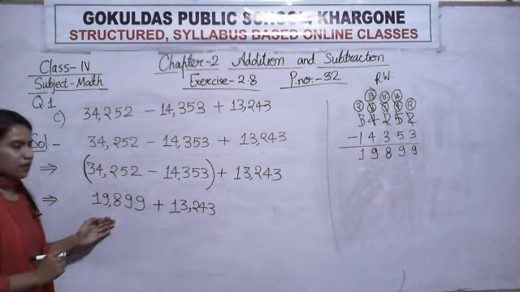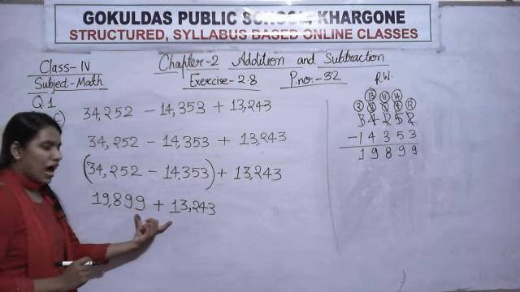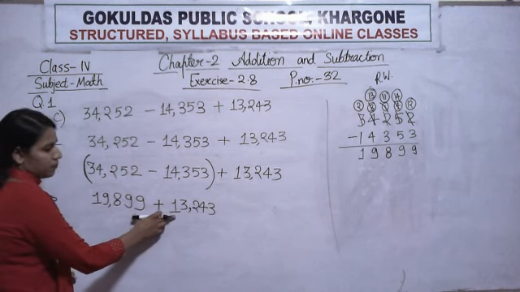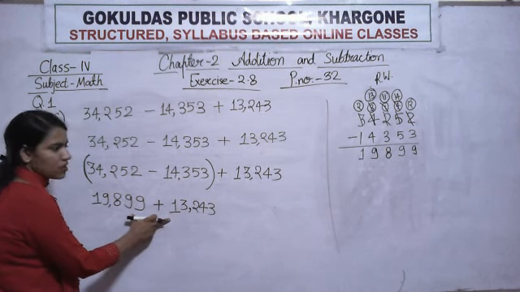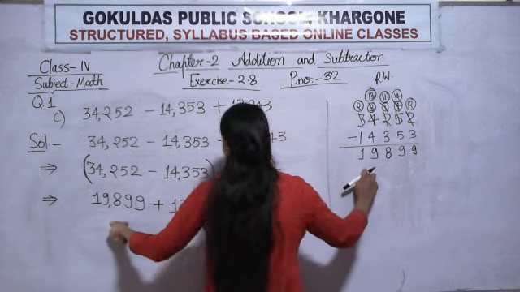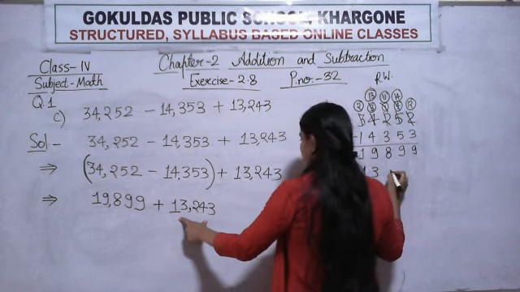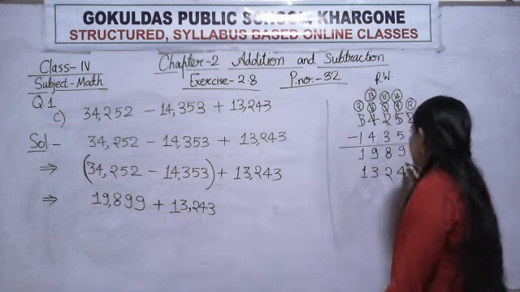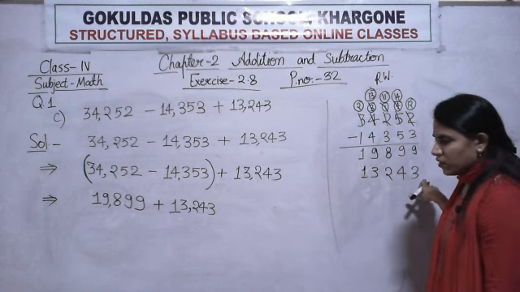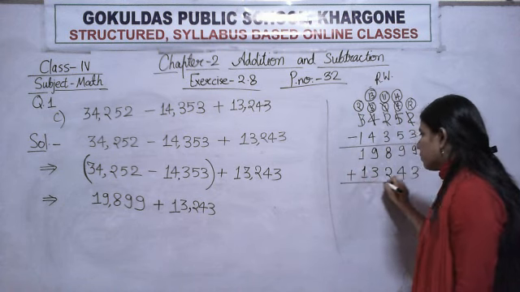What is this step saying? Two numbers are there, one symbol is there. You have to add both these numbers because the plus symbol is there. That is why you have to add both these numbers. So 19,899 is already written here. Now you want to add 13,243 to it. So I have arranged 13,243 in the column with this 19,899. We are adding, so I am putting the plus symbol.